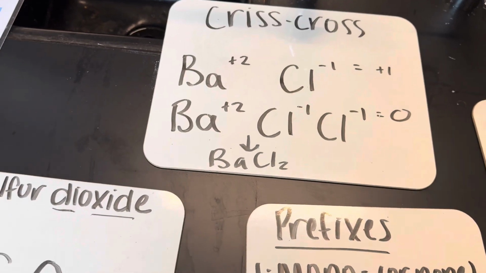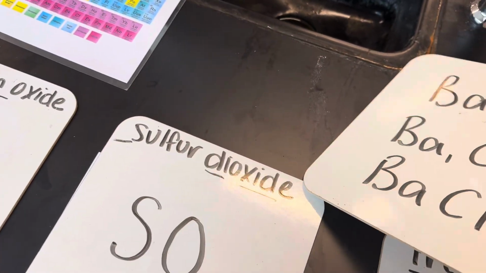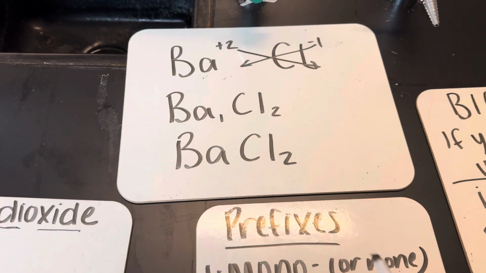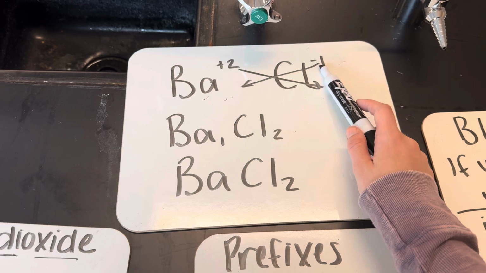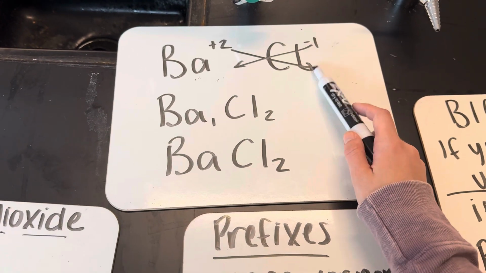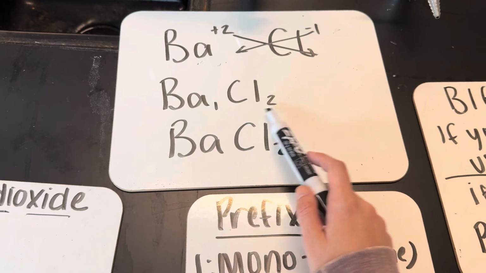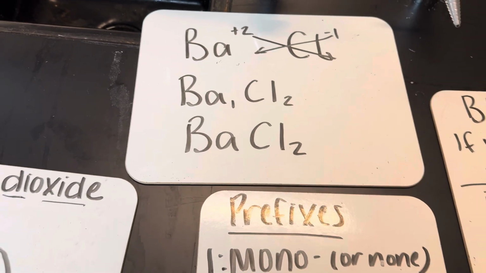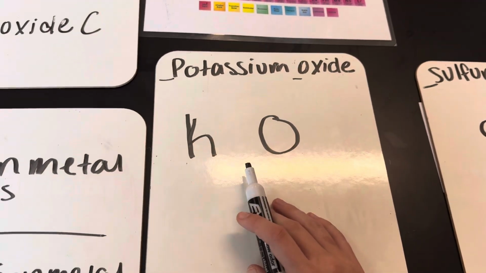However, this is a lot of thinking to go through, which is why we have the crisscross method, which is supposed to be the fast version, the trick version of that. So if you write down the charges and then you crisscross them and the charges become the subscripts, then you end up with Ba1Cl2, and you don't have to write the 1, so it's BaCl2. So hopefully that's a good review on crisscross method. I'm going to use it over here to get my subscripts.